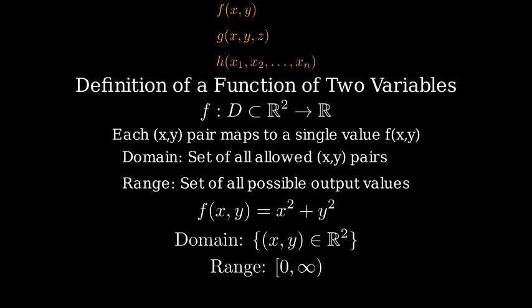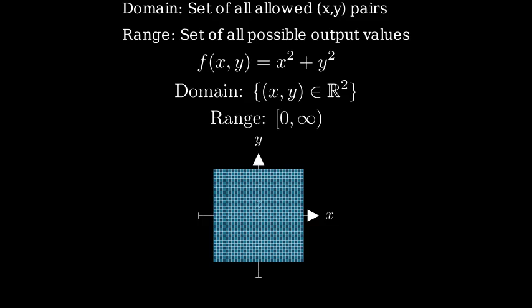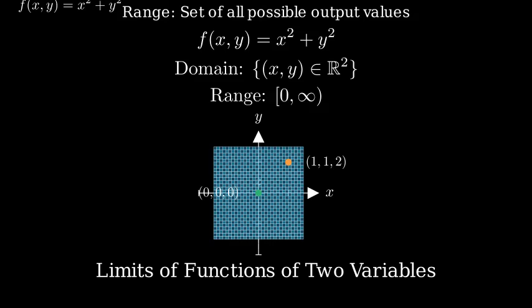Let's visualize this function. The function f(x, y) equals x squared plus y squared represents a three-dimensional surface called a paraboloid. The x and y values form the horizontal plane, and for each point (x, y), the height of the surface above that point represents the value of the function. Notice how the function is 0 at the origin and increases as we move away from the origin in any direction. This makes sense because x squared plus y squared is always non-negative and grows larger as x or y increases in magnitude.